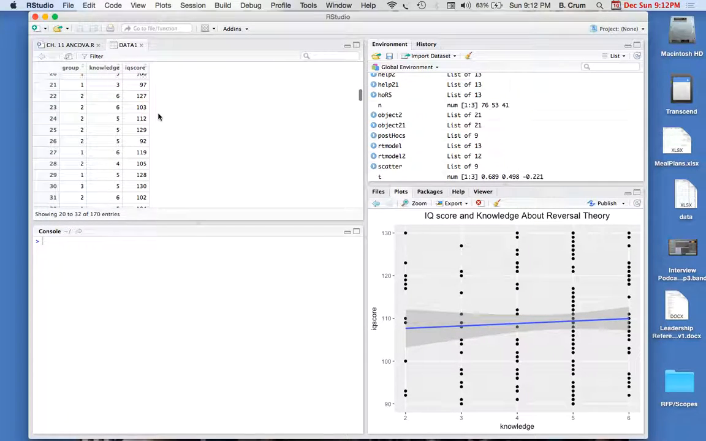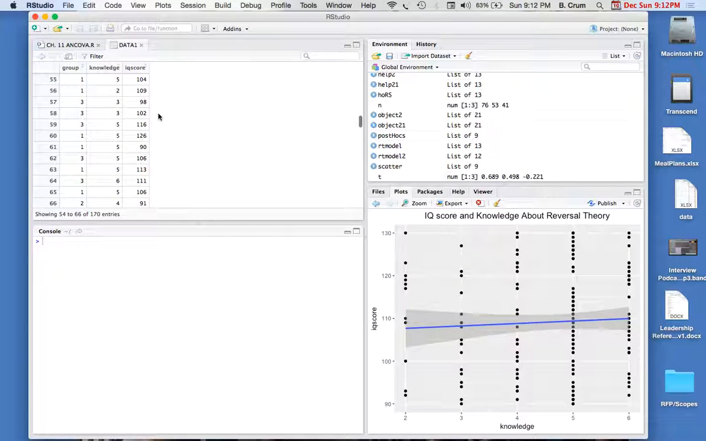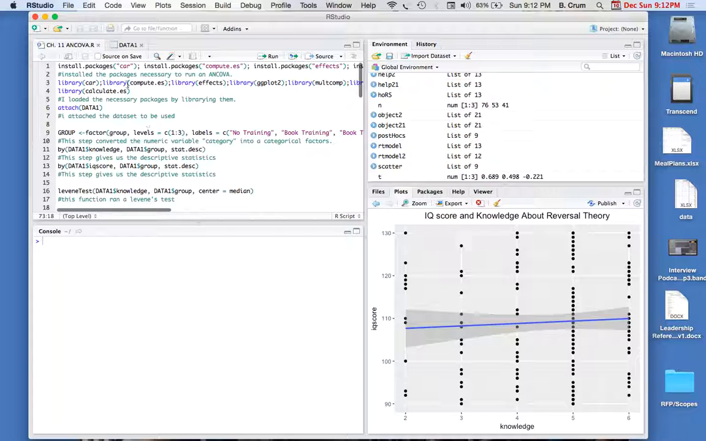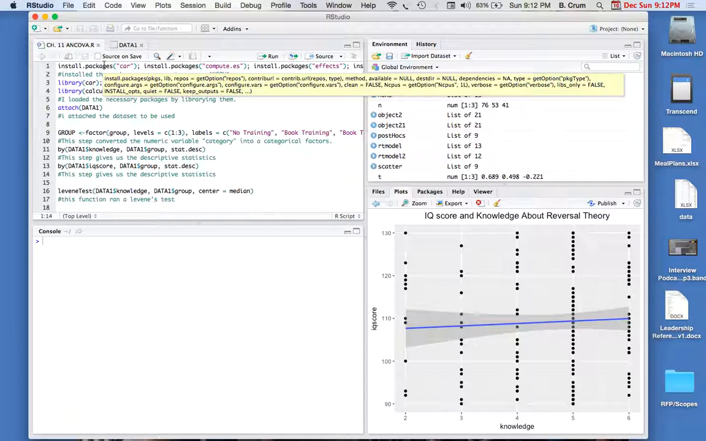This is my data set. There are 170 participants with knowledge scores between 1 and 6 and IQ scores between 90 and 130. I installed the packages necessary to run an ANCOVA. The package car is used for a Levene's test and type 3 sum of squares. The package compute.es is used for effect sizes. The package effects is used for adjusted means.